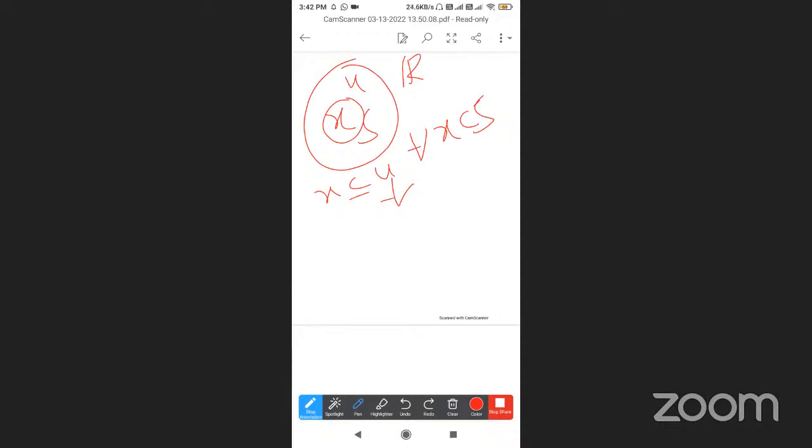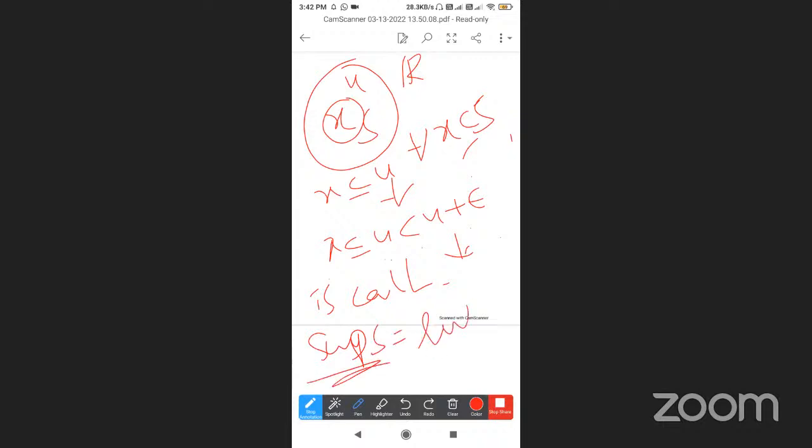So x is less than or equal to U, which is less than U plus epsilon, so U plus epsilon is also an upper bound. Then U is called the least upper bound. It is a BSc level question. The least of the upper bounds is called the supremum of S, the least upper bound.